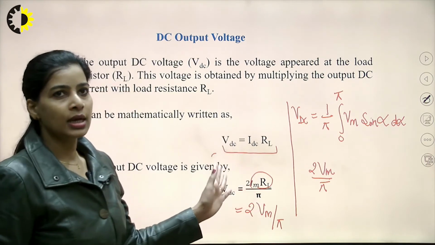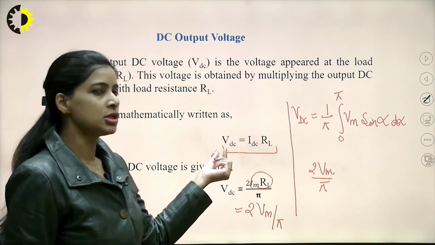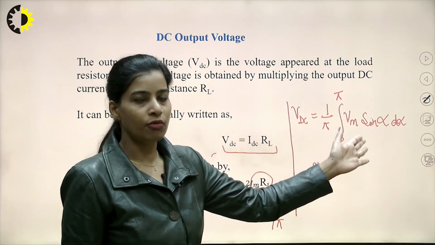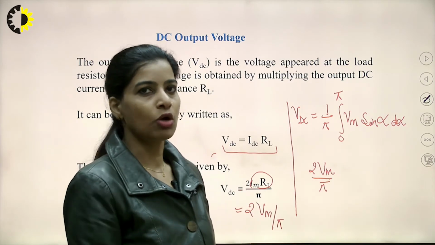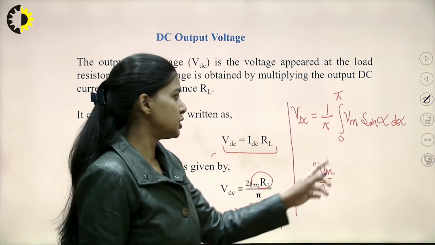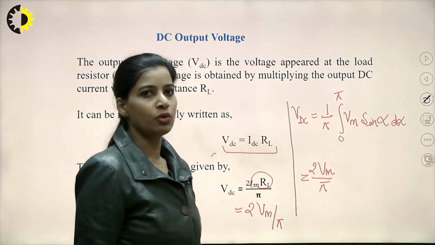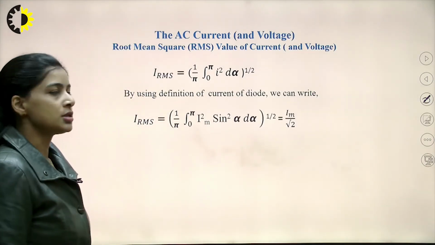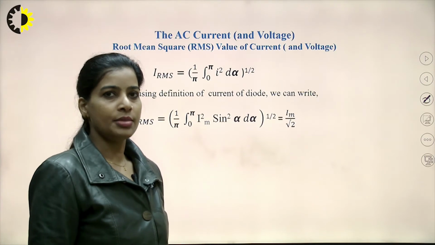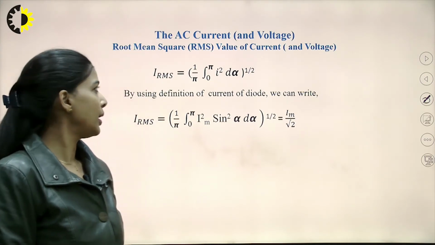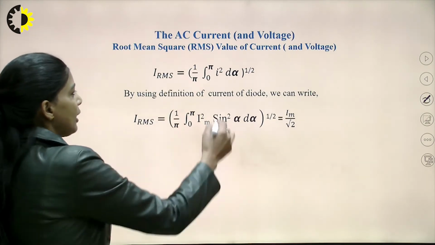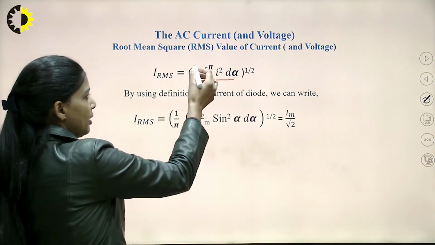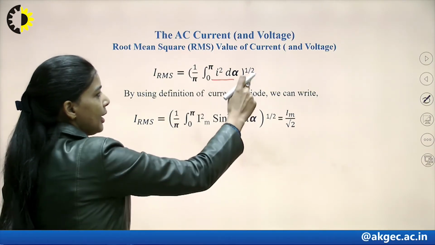So, we can calculate current and we can multiply it with resistance to find the value of DC voltage, or we can integrate the voltage equation, or we can say voltage output for the duration of 0 to pi to get the DC value as 2 Vm upon pi. AC current, that is the RMS value of current, root mean square. Root mean square: I have made the square of current I square and its mean is taken by 1 by pi 0 to pi and root of whole.